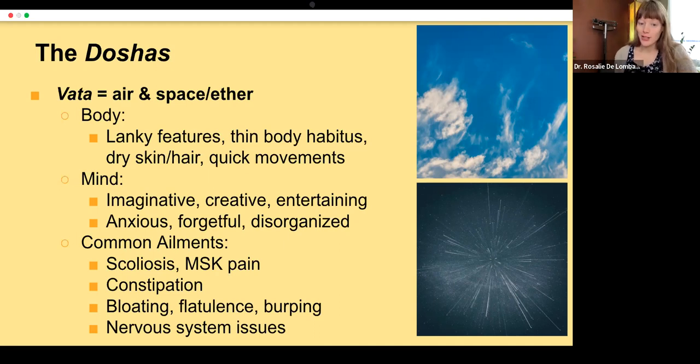Naturally, bloating, flatulence, burping, think of all of the air in the GI tract, right? Very, very Vata. And then lastly, a big one here are nervous system issues, from mood issues to neurologic issues. Vata people really have a hard time finding balance and feeling grounded. And hence, this also ends up being a big picture of the common ailments of our Vata people.